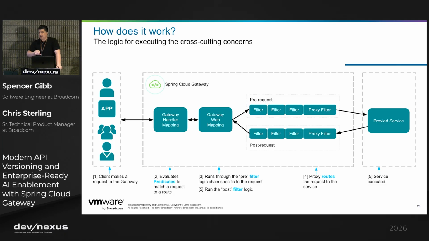Now, then it can go through some pre-filters, right? Because you can create a filter that's either on the request or on the response. You filter it, send it off to whatever the app is or the proxied service, and then it comes back through on the post request filters, and then it goes back to the client, okay?